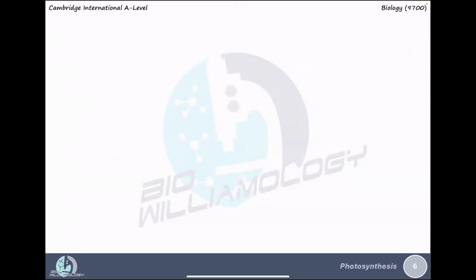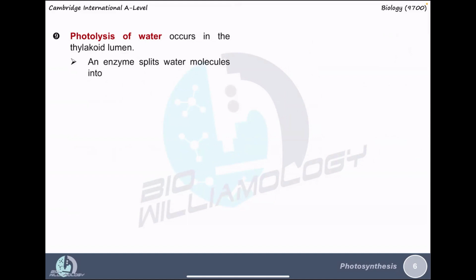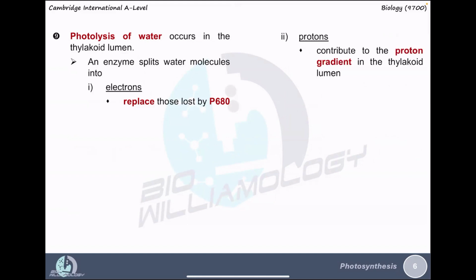So now we know that P680, the reaction center of photosystem 2, is oxidized, lacking electrons. So photolysis of water occurs in the thylakoid lumen, where the enzyme splits the water molecule into electrons, which will be received by the reaction center P680, protons, which contribute to the proton gradient in the thylakoid lumen.